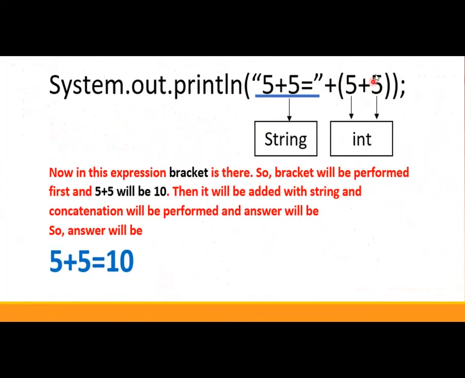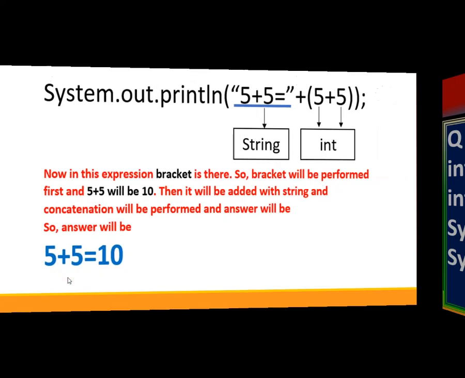Now come to the second expression. As there is a bracket, first the bracket will be evaluated. So 5 plus 5, both are integers, so addition will be performed. So 5 plus 5 equal to 10. Then when 10 is added with a string, again concatenation will be done. So the output is 5 plus 5 equal to 10.